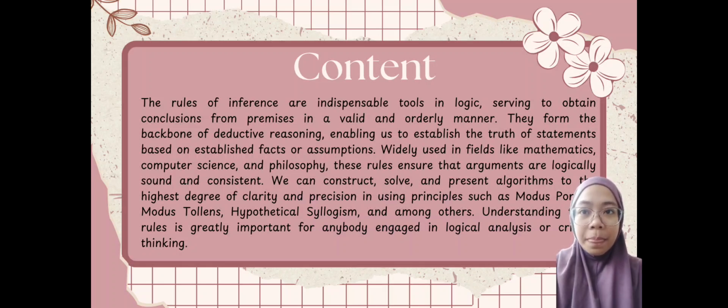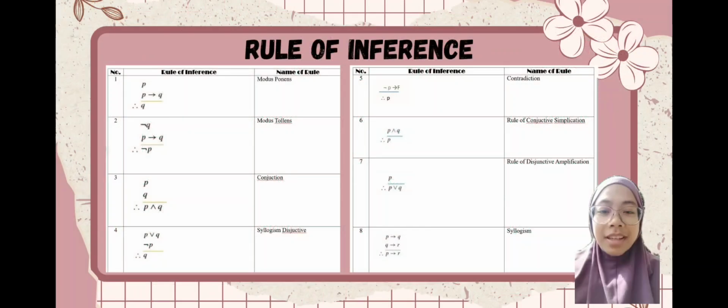We can construct, solve, and present logical arguments with the highest degree of clarity and precision using principles such as modus ponens, modus tollens, hypothetical syllogism, and others. Understanding these rules is greatly important for anybody engaged in logical analysis or critical thinking. There are 8 rules of inference.